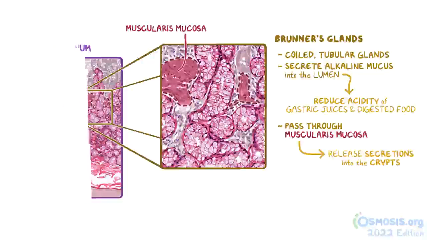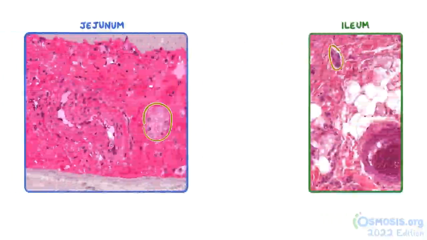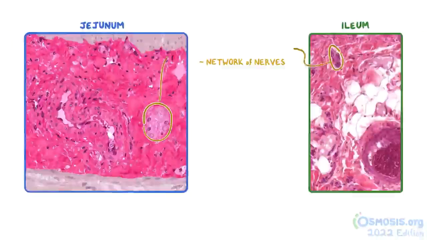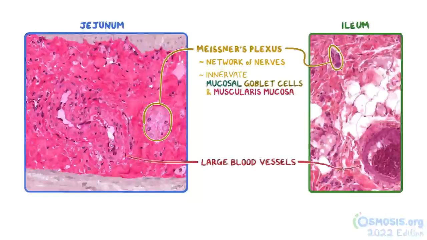If we go back and look at the images of the submucosa from the jejunum and ileum, we can see cross-sections of nerves that are part of a network of nerves called the submucosal plexus or Meissner's plexus. These nerves are responsible for innervating the mucosal goblet cells and the smooth muscle of the muscularis mucosa. We can also see a few large blood vessels within the submucosa that still have red blood cells within their lumens.